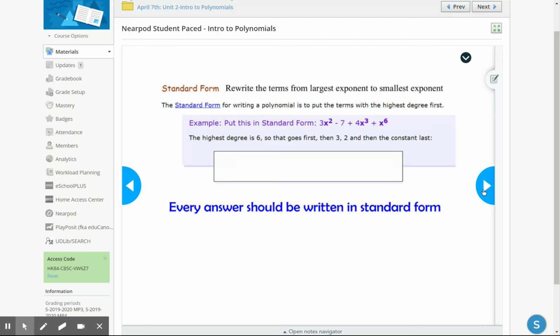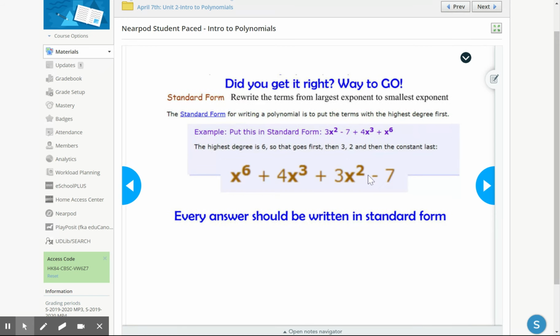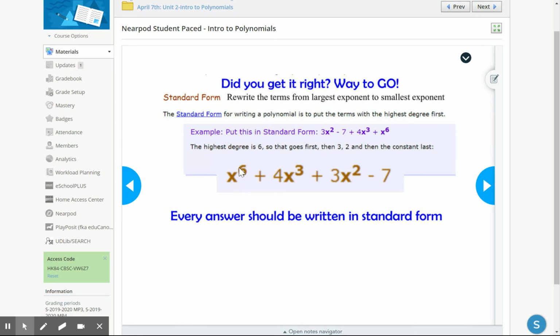Then it asked me to put this example in standard form. So again, I see a 6, I see a 3, I see a 0, I see a 2. So I need to go 6, 3, 2, and then 0. So my answer will be x to the 6th power plus 4x cubed plus 3x squared minus 7. And I just keep the sign that it currently has. So like, if I'm like, well, how do I know if I need to add or subtract the 3x squared? Well, it's already positive. There's no negative number in front of it. So that's why we end up getting this here. x to the 6th plus 4x to the 3rd plus 3x squared minus 7.